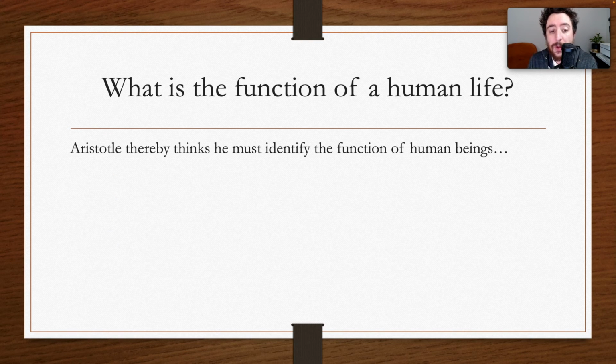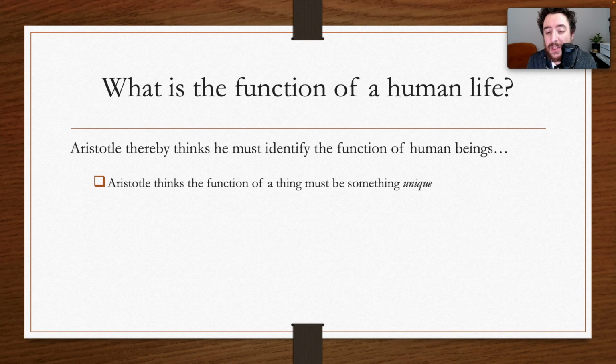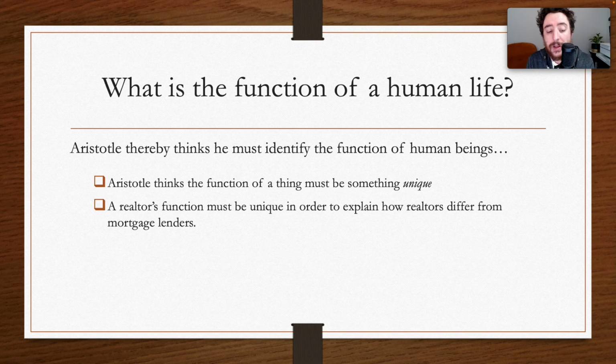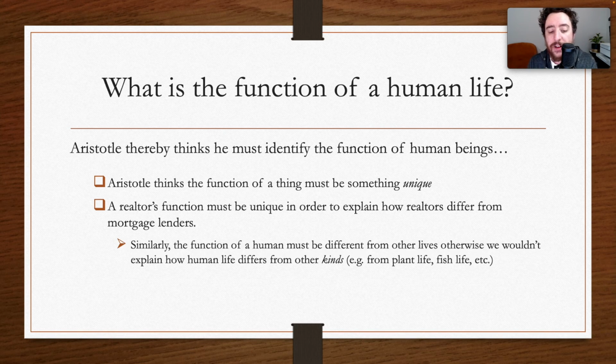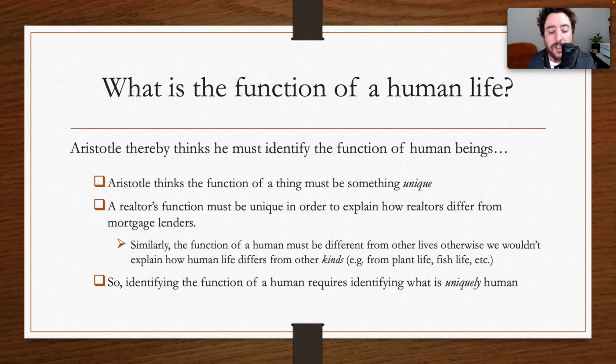So Aristotle thinks that we need to identify the function of a human being. And Aristotle thinks the function must be something unique. A realtor's function, for instance, needs to be unique in order to explain how realtors differ from mortgage lenders. If a realtor and a mortgage lender had the same function, then there'd be no difference between the two. Similarly, the function of a human must be different from the function of other lives, otherwise we wouldn't be able to explain how human life differs from other kinds, how it differs from plant life, fish life, etc. So identifying the function of a human, according to Aristotle, requires us to find what's uniquely human.